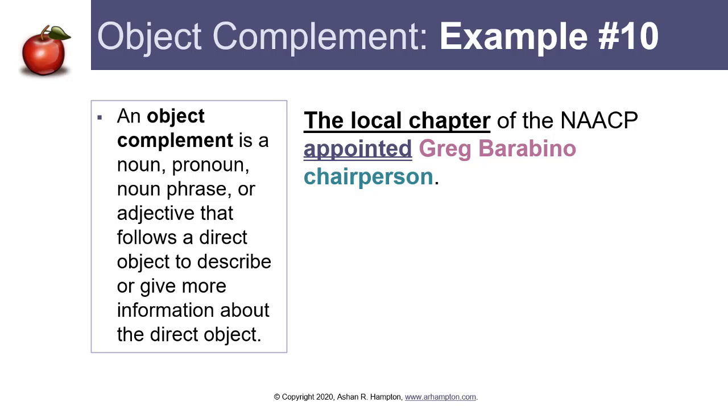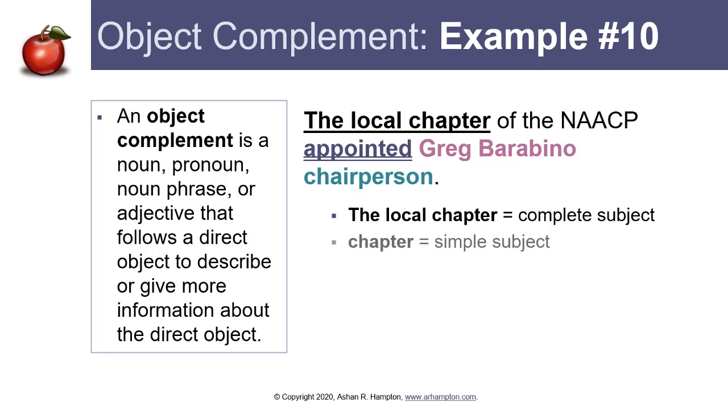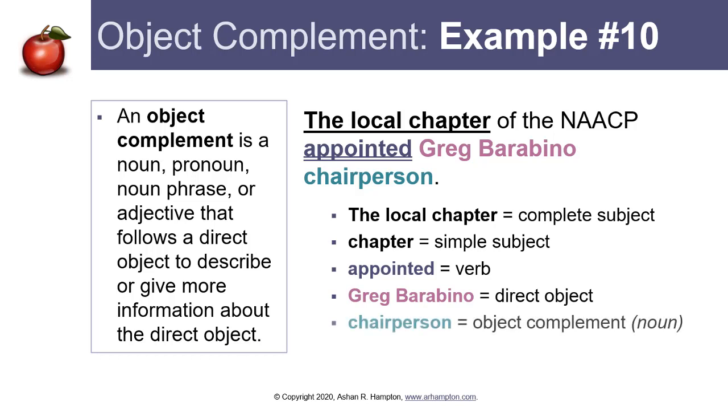Example number 10. The local chapter of the NAACP appointed Greg Barabino chairperson. The local chapter is the complete subject. Chapter is the simple subject. Appointed is the verb. Greg Barabino is the direct object, and chairperson is a noun, which is the object complement.